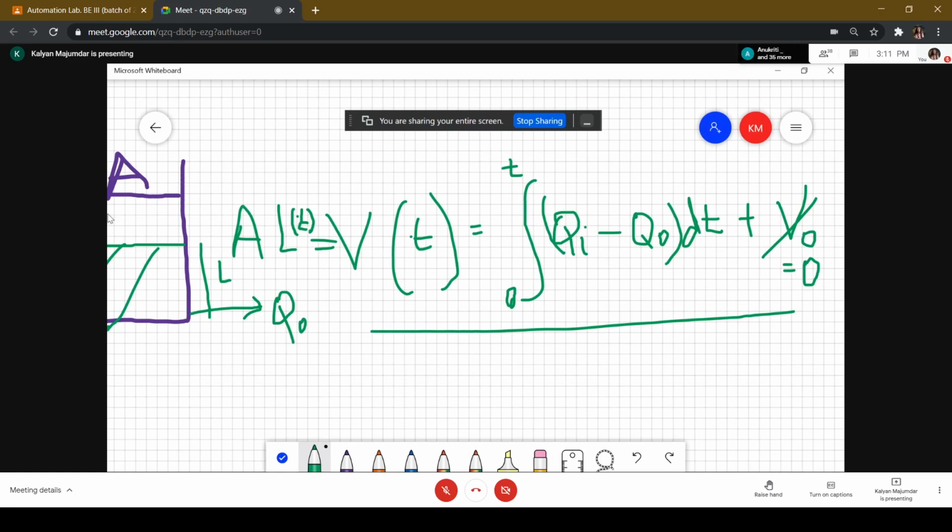The input to this would be Qi and Q0. What that equation would do is compute the difference of these two, inflow rate minus outflow rate, and integrate that from 0 to the present time t, and that integrated value would represent the volume at the present time, and it would also represent the level of the liquid at the present time. Now this is the most important part.